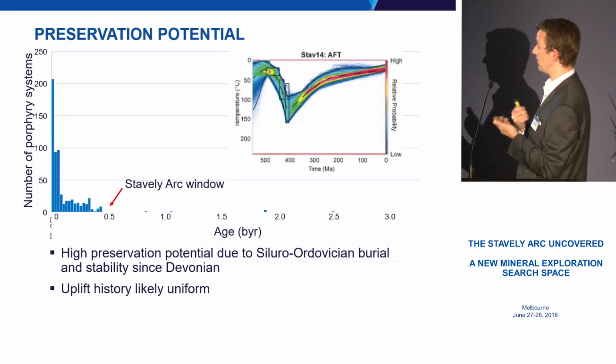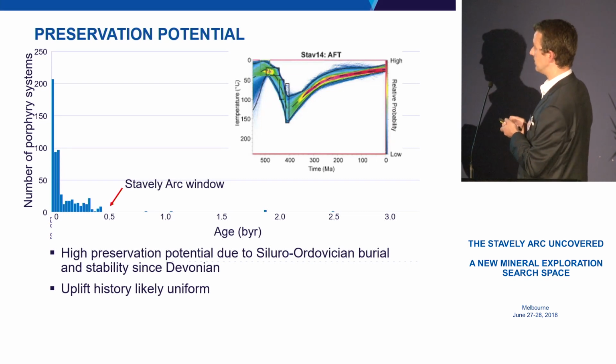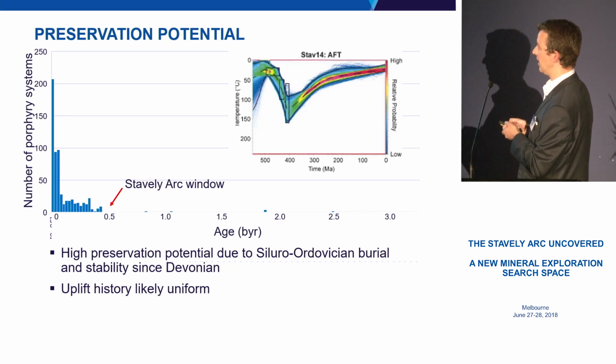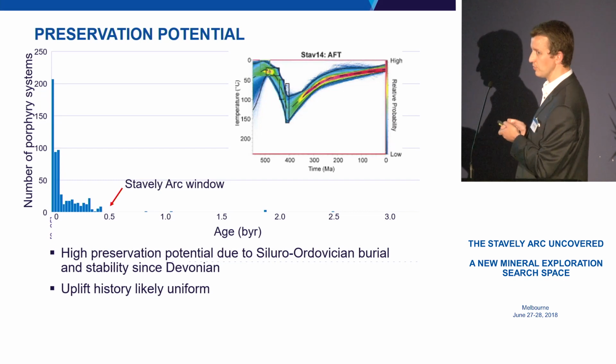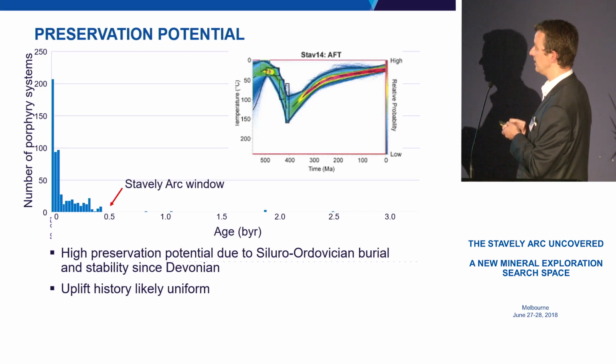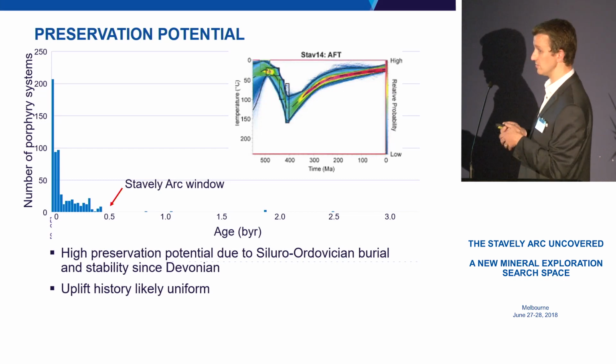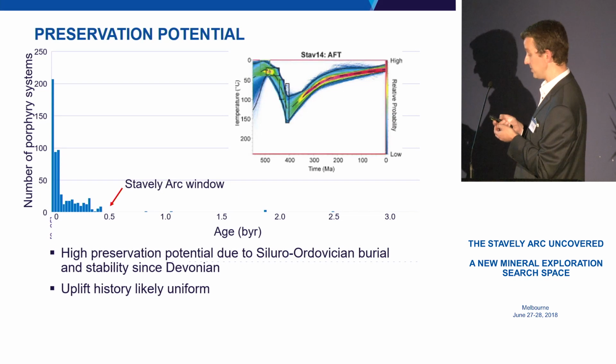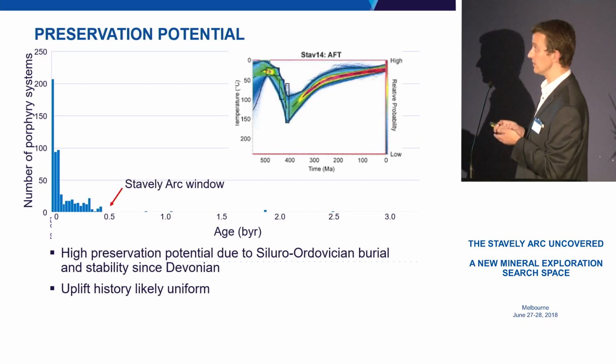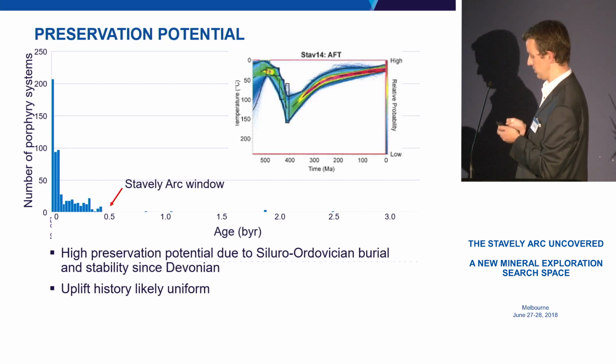DT spoke about preservation potential. So obviously this is the age window that we're looking at, 500 million years. When we go into more recent times, that's obviously where we see a lot more porphyry style mineralisation preserved, but we're pretty happy that this is a pretty good time to be out in Western Victoria for arc-related mineral systems, because it's been buried during that Silurian Ordovician sedimentation, and it's been stable since the early Devonian, as evidenced in the apatite fission track data.